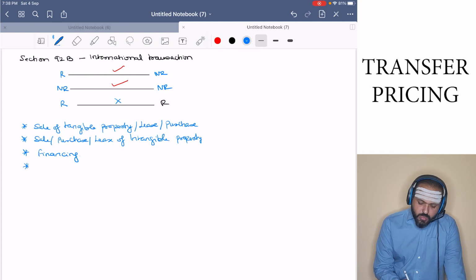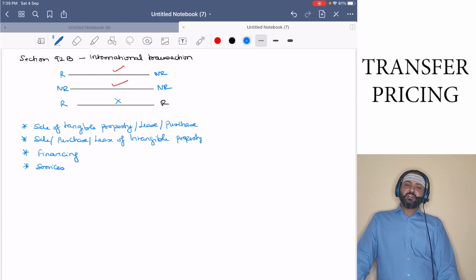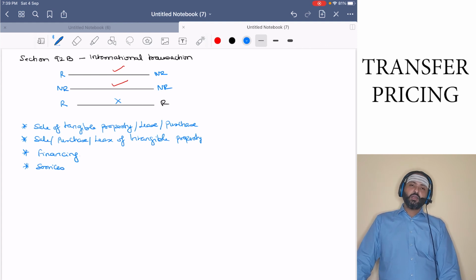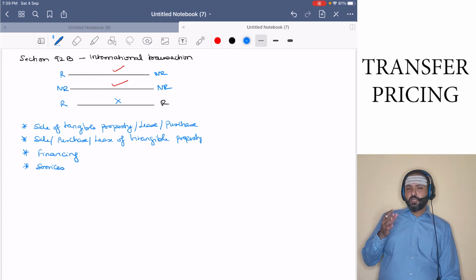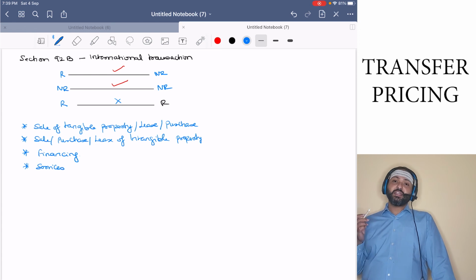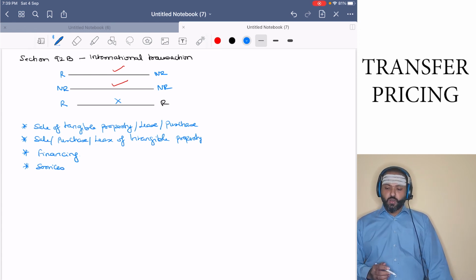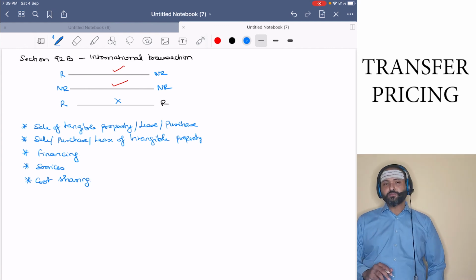Now, services. ASPL provides after sales services to AIPL. Okay, these are services rendered by one entity to another. One entity is situated in Singapore, the recipient entity is situated in India. Therefore, these transactions will be classified as international transactions. Okay. Now, on top of that, what else do we have? Cost sharing. What is this cost sharing?